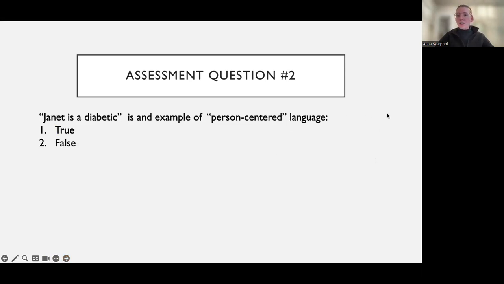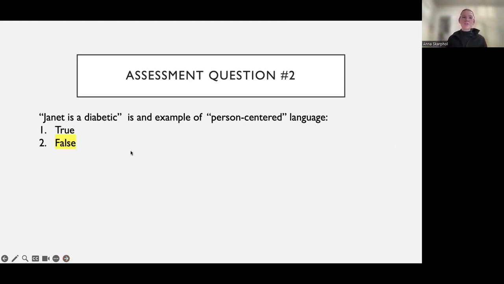Our next question, this one should be pretty easy. "Janet is a diabetic" is an example of person-centered language. True or false? We'll move on here. I hope I gave you guys enough time to think about it.